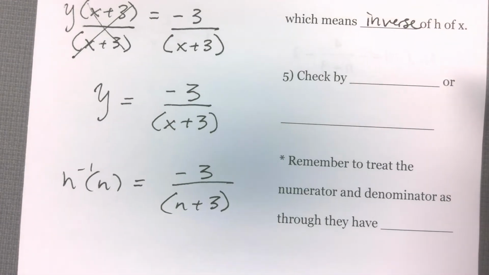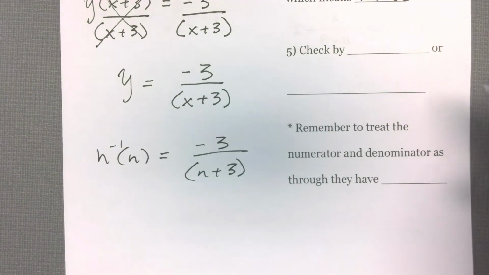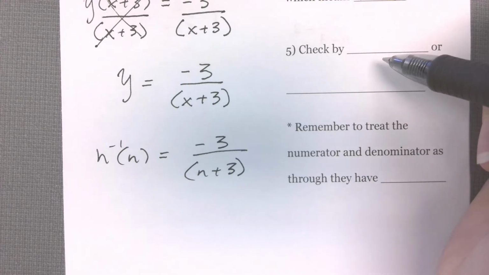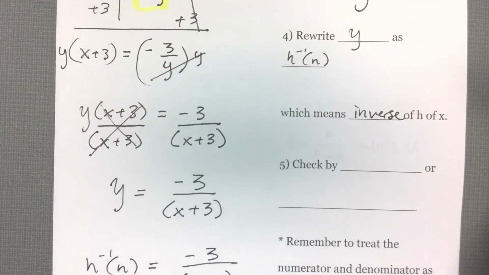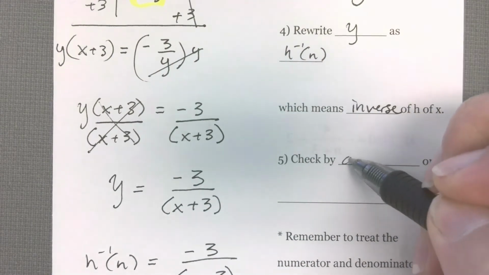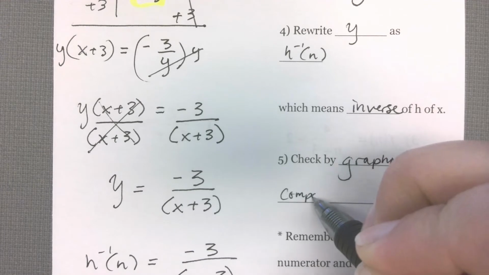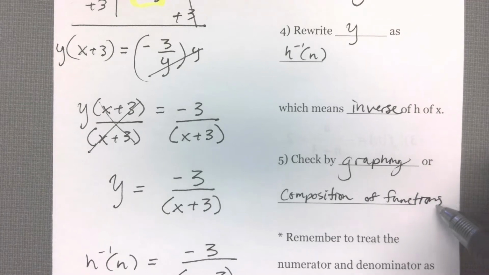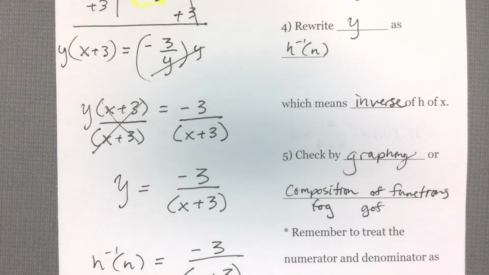That means inverse. What are our 2 ways to check? What are the 2 ways to check, you guys? Graphing and composition. Exactly, composition of functions. F of g and what? G of f. F of g and g of f. Those are your 2 most common ways. Am I going a little too fast? A little bit. All right.